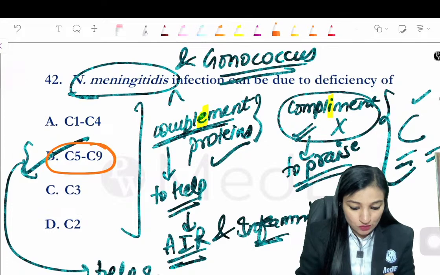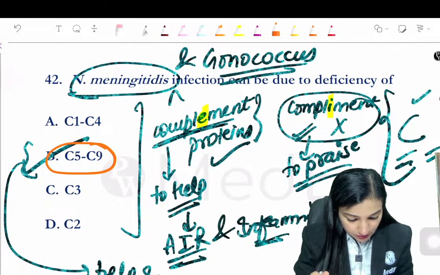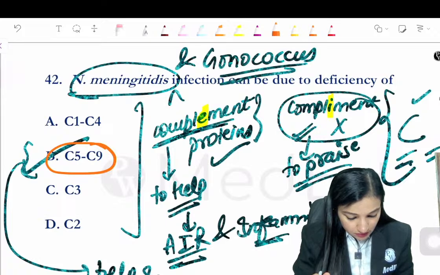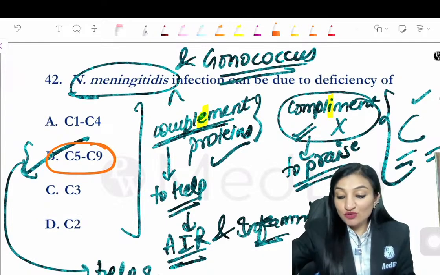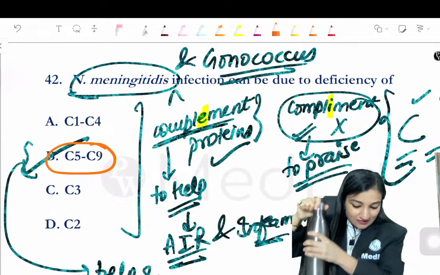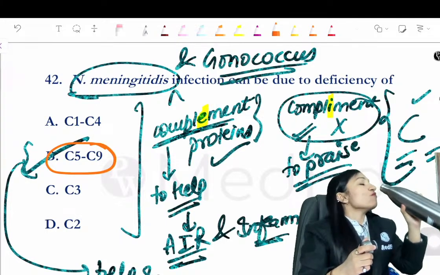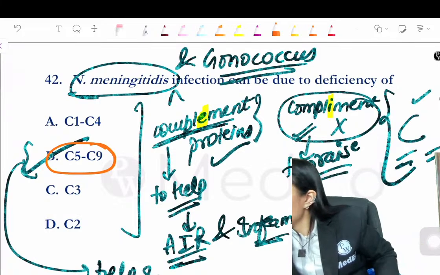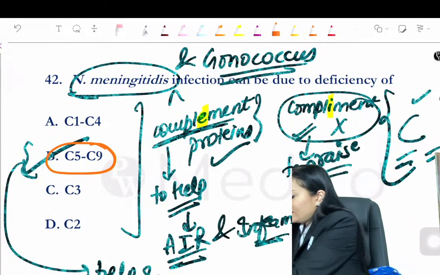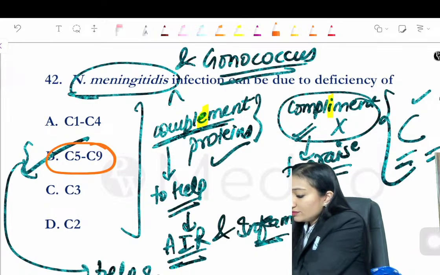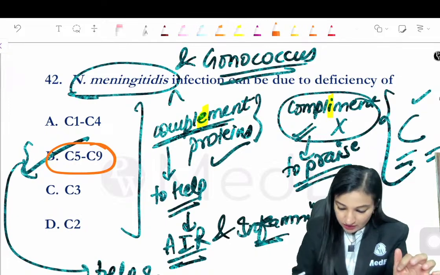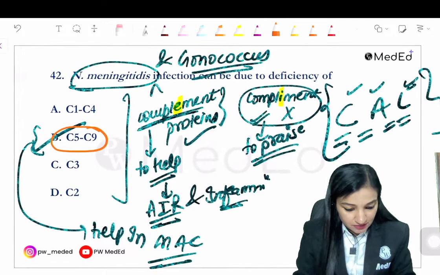Is this clear? Yes or no? Please respond by saying yes or no. Okay, great. Med Psycho and Vignesh. I hope for others also it is understandable. Shall I proceed?